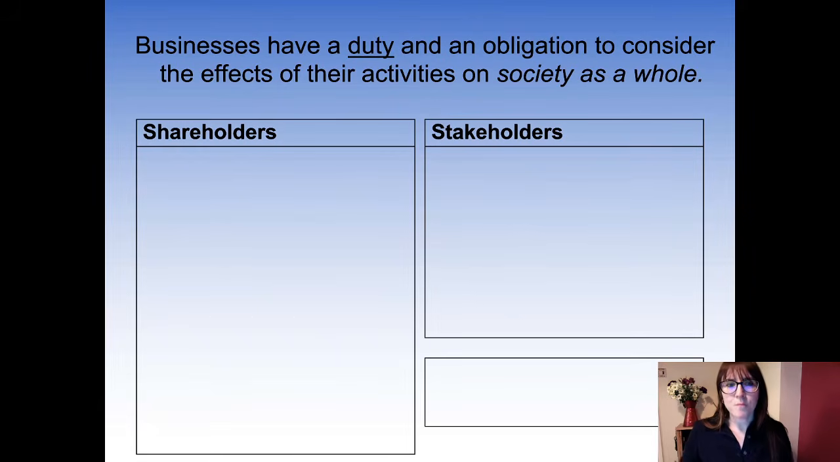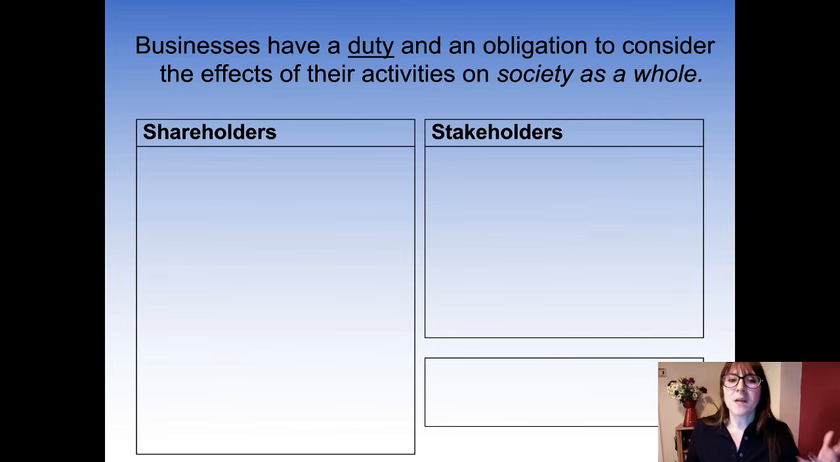Alright, so just a little help here with your words, shareholders and stakeholders. Businesses have a duty and an obligation to consider the effects of their activities on society as a whole. So shareholders. Shareholders are people that have shares or money in a business. So, for example, some of your family might have shares in the potash mine off Whitby Road. So you are a shareholder. You hold shares within that business.